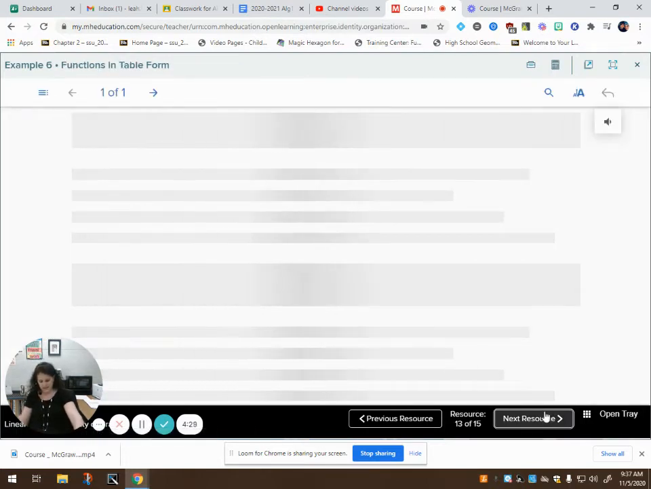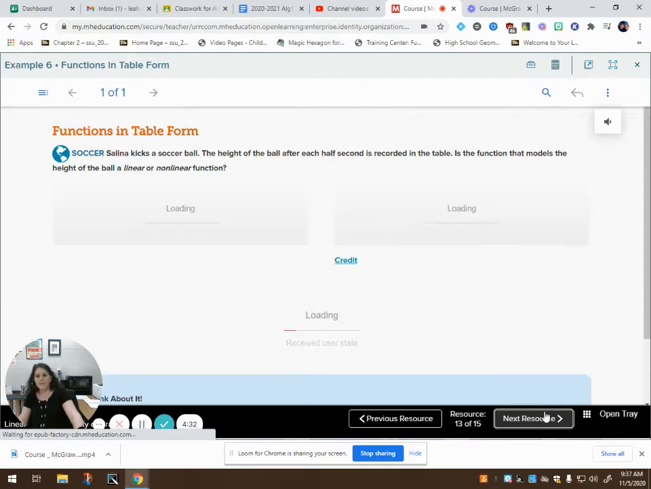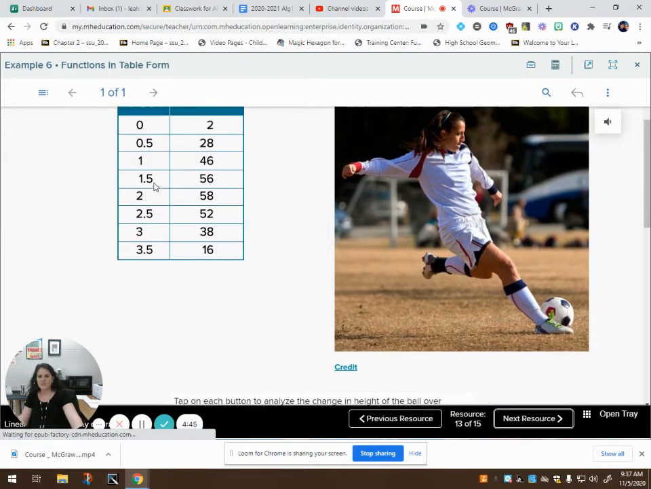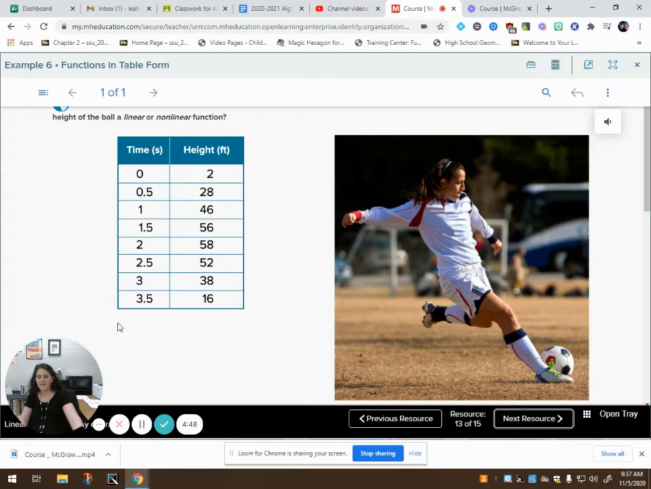Last one, by looking at a table. Selena kicks a soccer ball. The height of the ball after each half second is recorded in the table. The function that models the height of the ball, is it linear or nonlinear? So let's look at this. It's going up each time by half a second. So that's good. My change in time is constant. Now let's see if the change in y is constant. From 2 to 28, it went up by 26. Did it go up by 26 again? No, it didn't. So my change in y isn't constant.